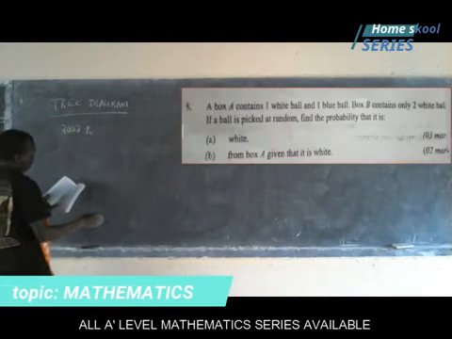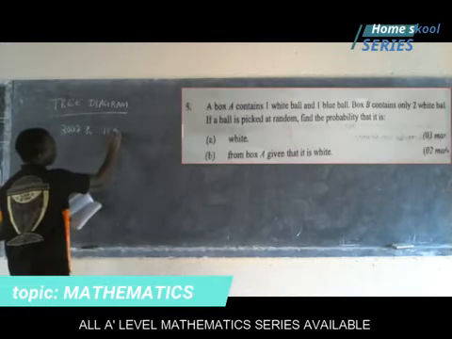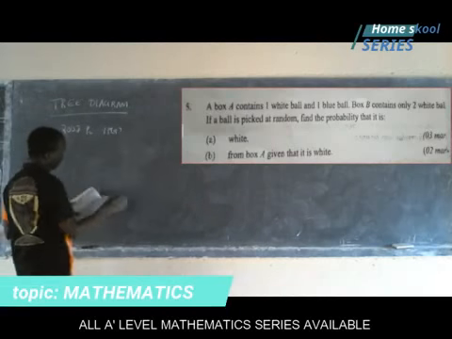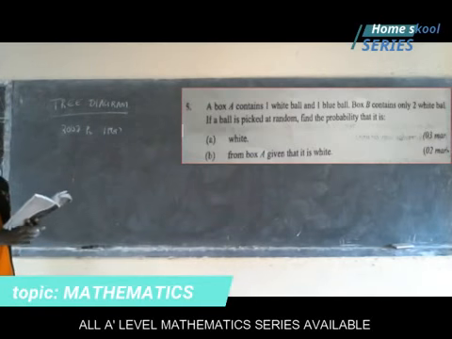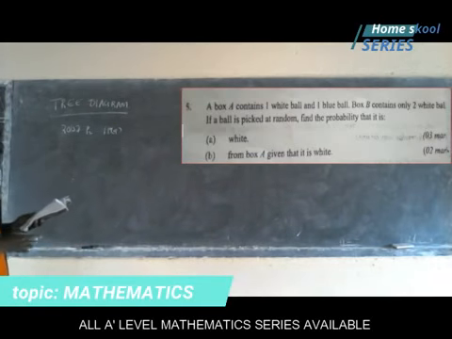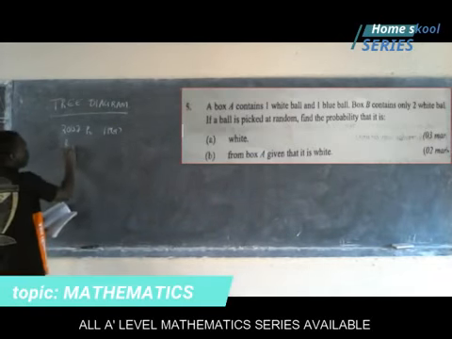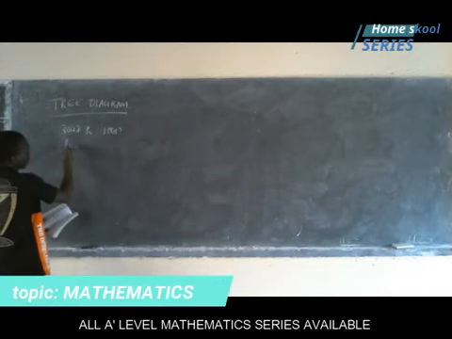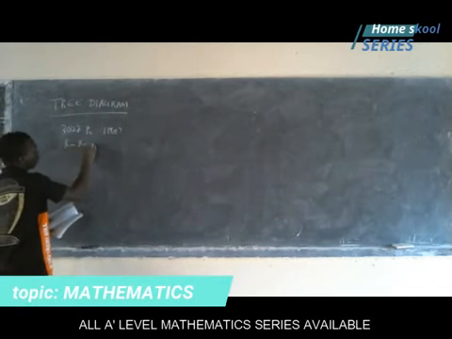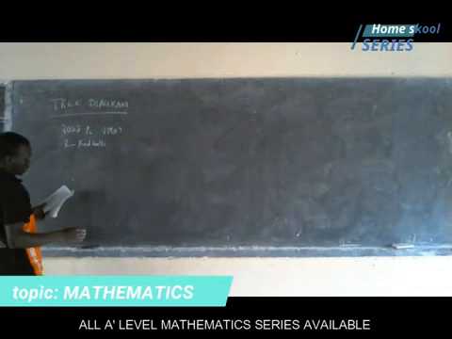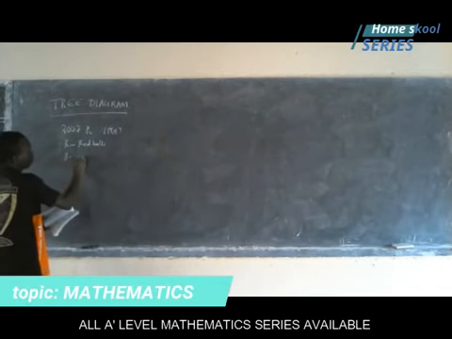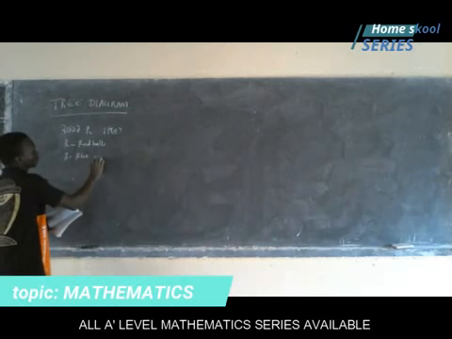Paper 2, number 15. We have both parts, part A and part B. For part A, they say a box contains 7 red balls and 6 blue balls. Meaning step number 1, define the event. I could say let R represent red balls, and likewise, let B represent blue balls.